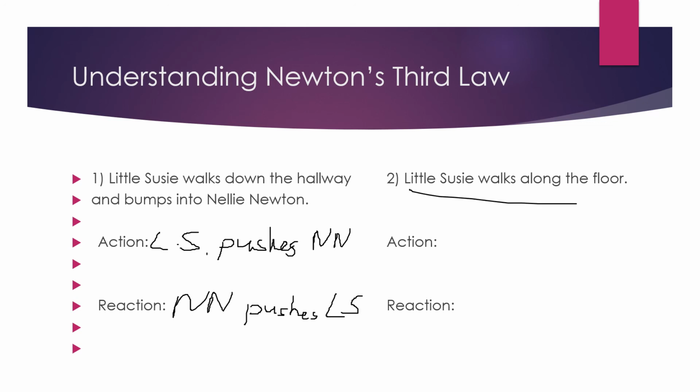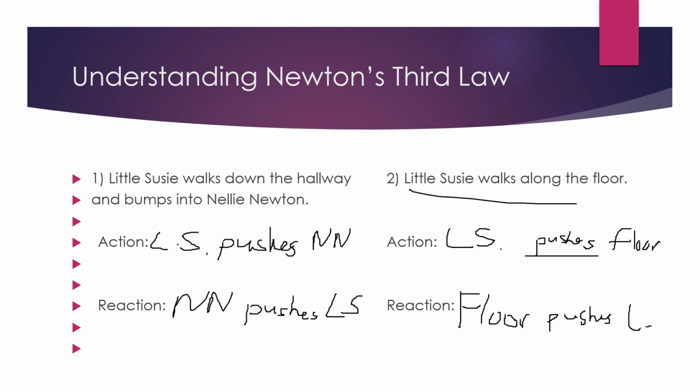Okay, little Susie walks along the floor. Action: little Susie pushes floor. Bizzuto, I don't get these questions. Essentially, all you need to do is identify the 2 objects that are interacting and put the word push between them. You could say little Susie walks on the floor, but you can't really say the floor walks on little Susie. So walking really is pushing, so we're going to use the word push. Floor pushes little Susie. Great.